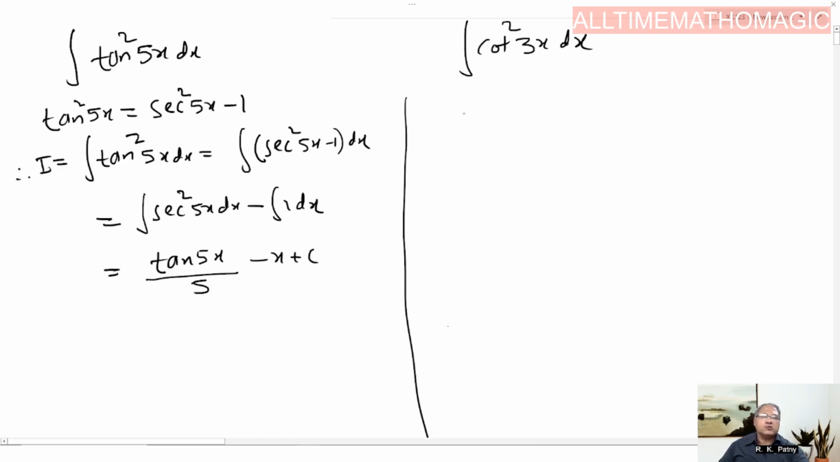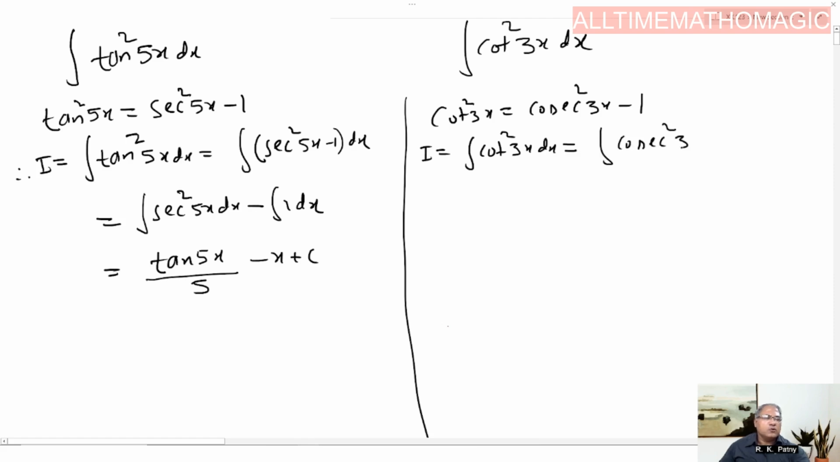Similarly for cot square 3x, cot square 3x equals cosec square 3x minus 1. Therefore integration of cot square 3x with respect to x equals integration of cosec square 3x minus 1 with respect to x, that is equals minus cot 3x upon 3 minus x plus c. This is the solution.